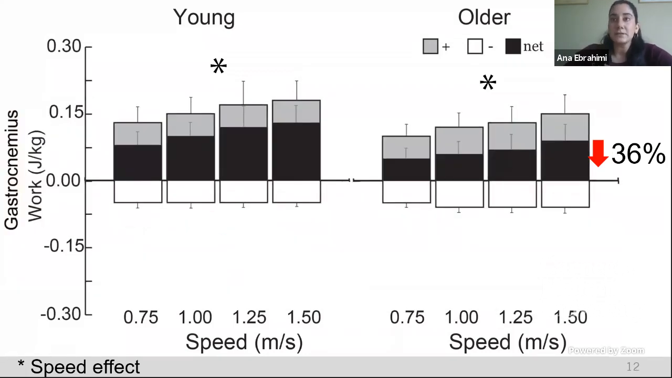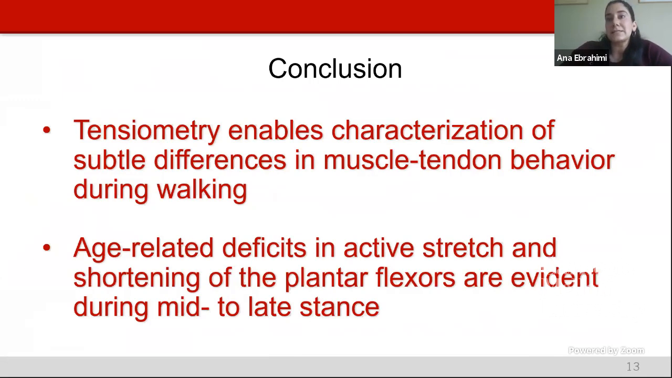The gastrocnemius results were similar, although we did not detect a noticeable change in negative work with speed, and net work was lower in older adults by only 36%. So in conclusion, this study shows that tensiometry can enable the characterization of subtle differences in muscle tendon behavior during walking. And our results show that age-related deficits in active stretch and shortening of the plantar flexors are evident during mid to late stance.